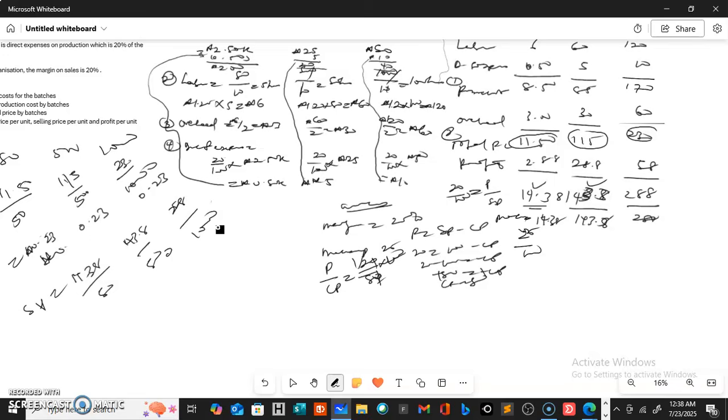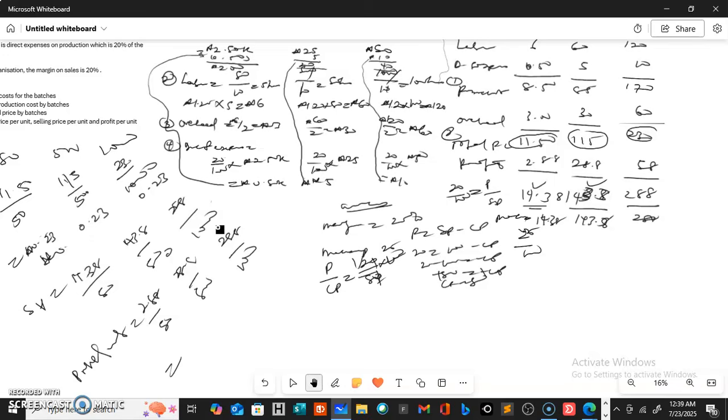So let's go to profit per unit. Profit per unit equals to the profit: 2.88 over 50, 28.8 over 500, and 288 over 1000. Okay, so let's also do the calculation.